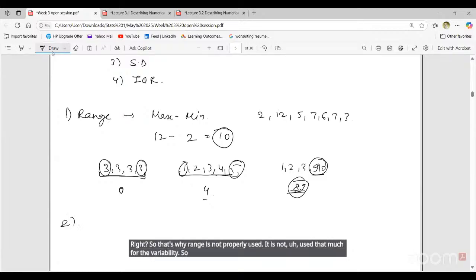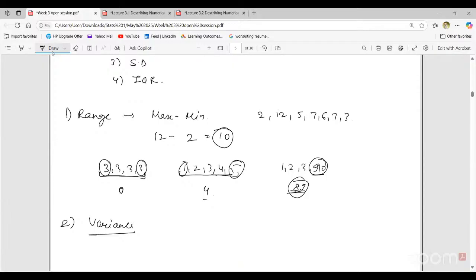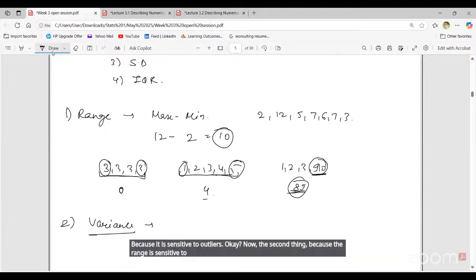So the second thing that comes is variance. Sorry, ma'am, why is range not reliable? Because it is sensitive to outliers. Okay, now the second thing, because the range is sensitive to outliers, we are taking the variance.